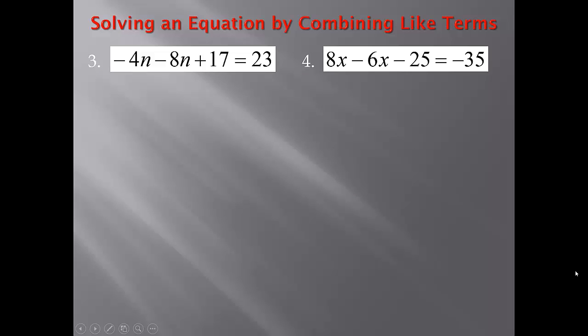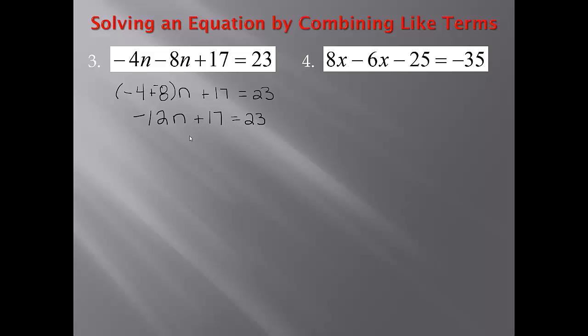Now I'm going to solve an equation by combining like terms. So for number 3, I have negative 4n minus 8n plus 17 equals 23. So the first thing I need to do is combine my like terms. So I need to combine negative 4n minus 8n. In order to do that, I'm going to have negative 4 minus 8, and that's times n, and then I have plus 17 equals 23. Negative 4 minus 8 would be the same thing as negative 4 plus negative 8, and negative 4 plus negative 8 is negative 12. So I have negative 12n plus 17 equals 23.